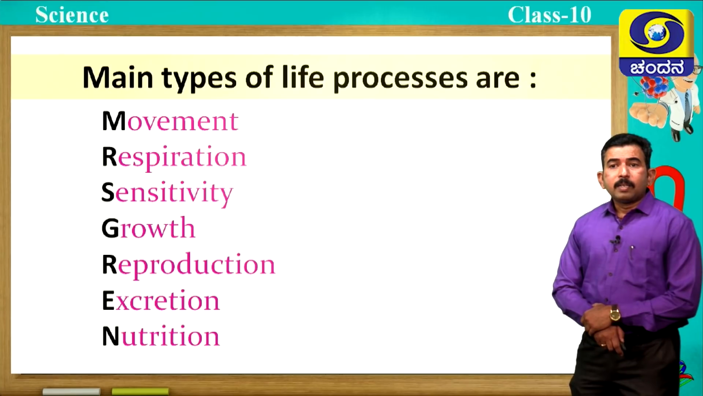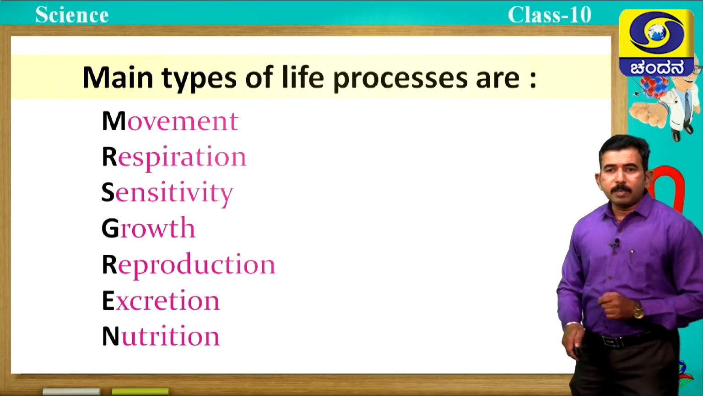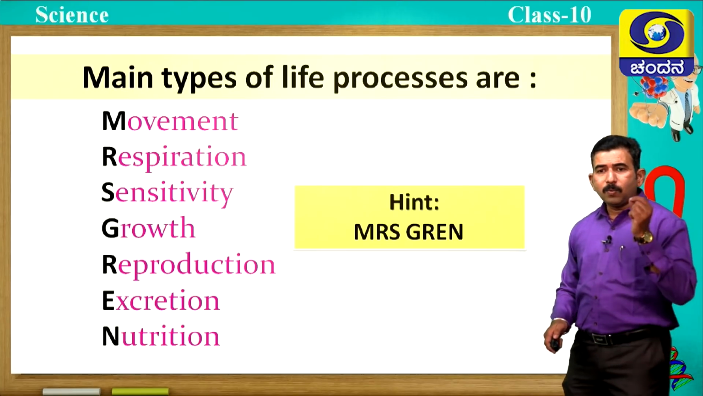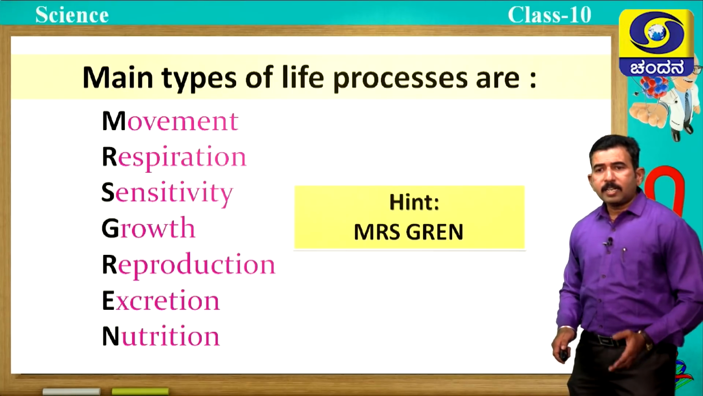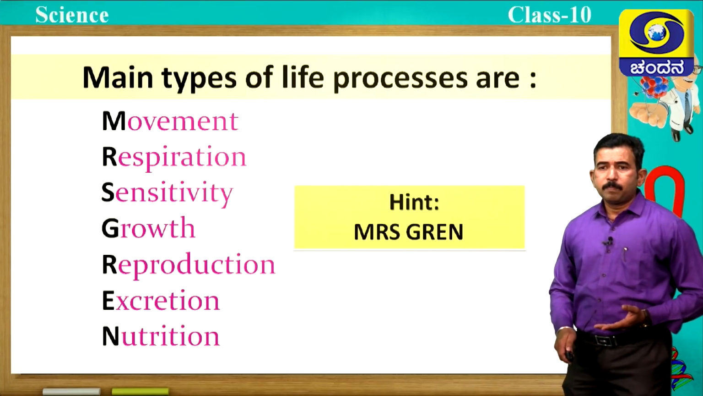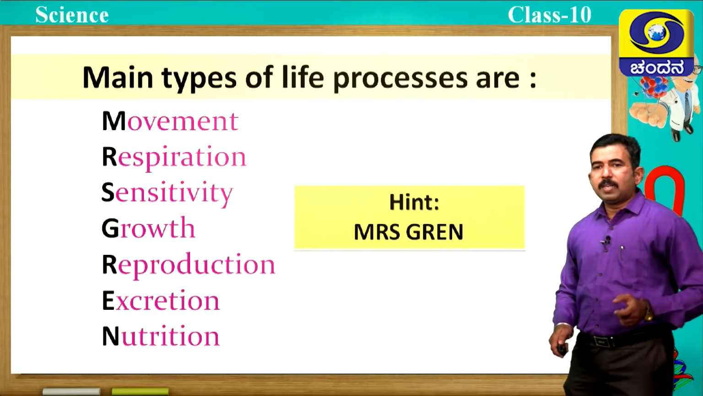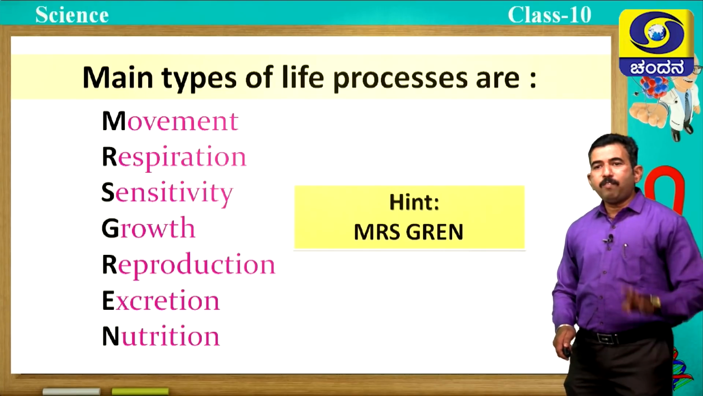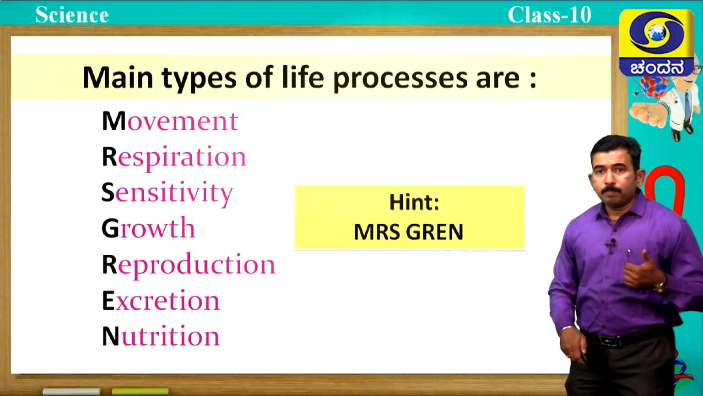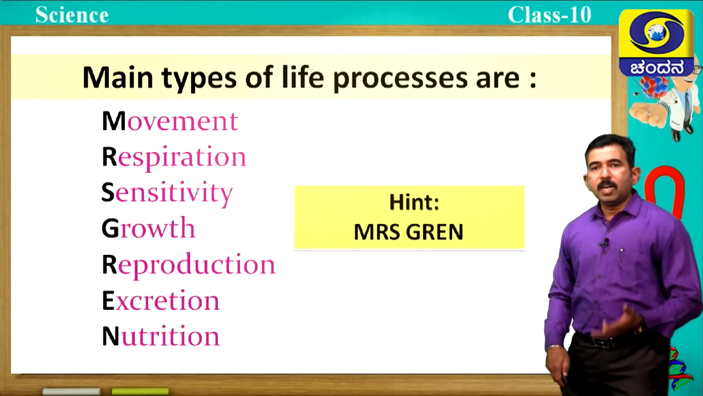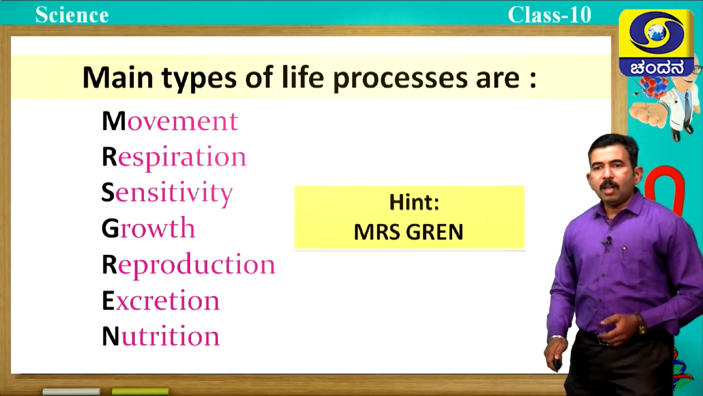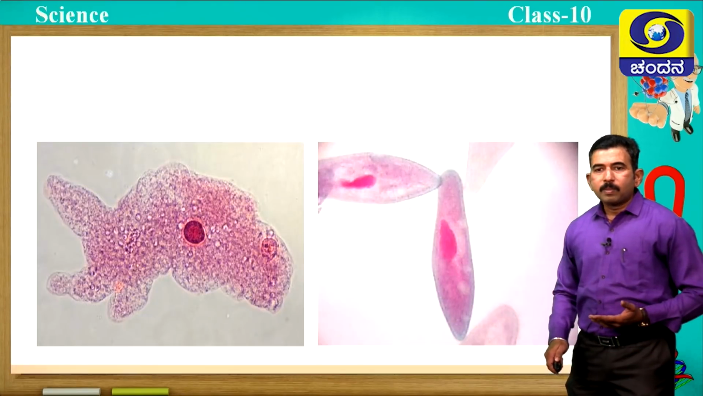Students, I am going to give a small hint for you all, that is Mrs. Gren. Remember this word Mrs. Gren, so that you can easily write the different types of life processes. In this chapter, we are going to study mainly four types of life processes, students. First one nutrition, second one respiration, third one transportation, and the fourth one excretion. Now let us discuss one by one.